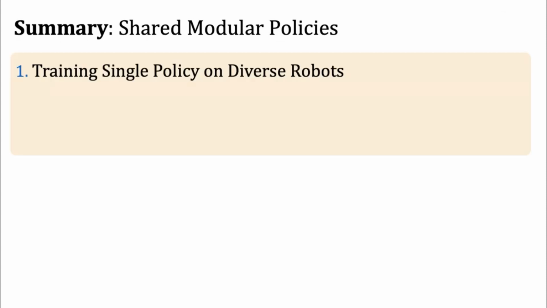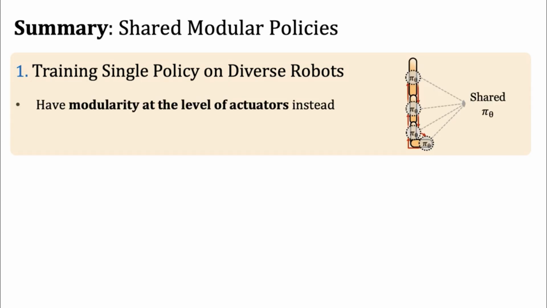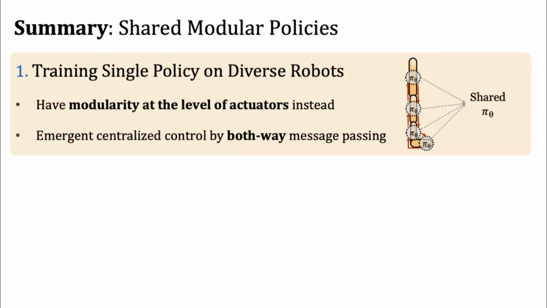So in summary, we introduced shared modular policy, a method for learning a single policy on a wide variety of diverse robots. The policy is modular and acts on each motor instead of the entire robot. It passes messages first bottom-up, then top-down, and centralized control emerges through this both-way message passing scheme, allowing the policy to model many different behaviors across many different agents.